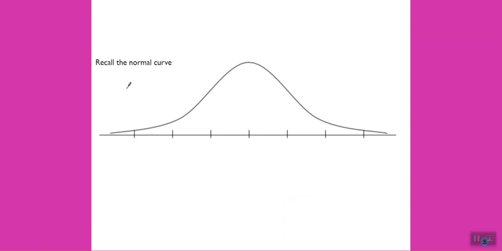So let's review the normal curve. In the center of the normal curve is our mean, and each tick mark to the right is adding a standard deviation. And every tick mark to the left is subtracting a standard deviation from the mean.